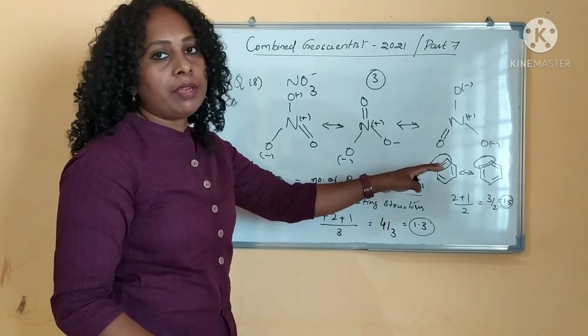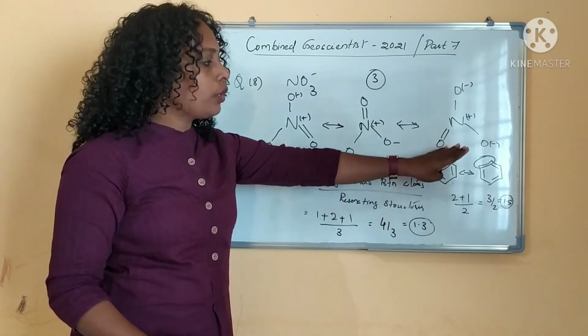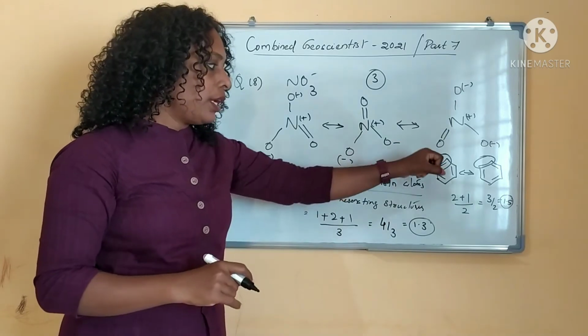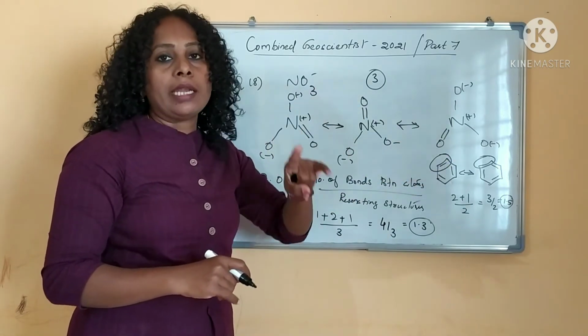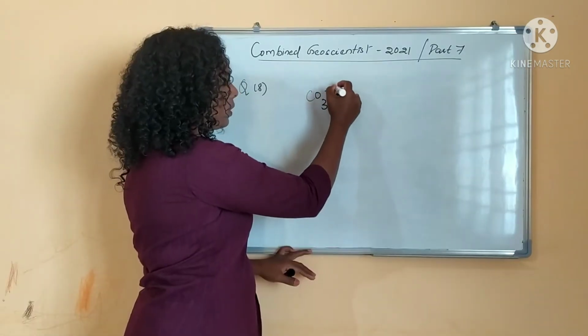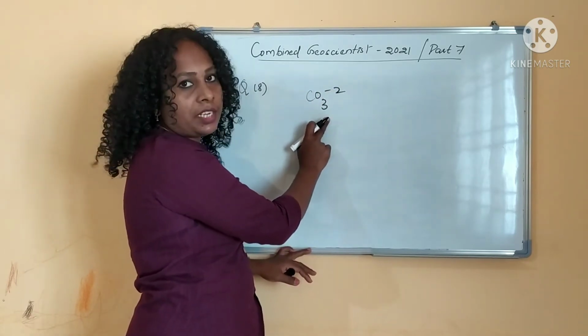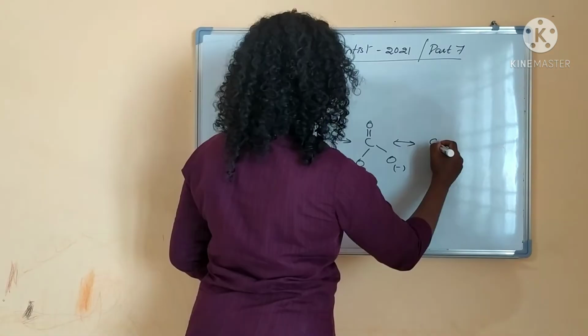Whichever atom or molecule they give, you should be able to find it. First you should know the resonating structures and the number of bonds between two atoms. Okay. And in the same way we will see how many resonating structures there are for CO3 2 minus.